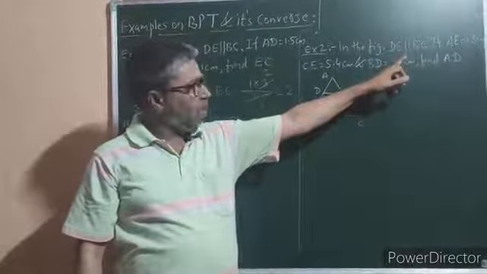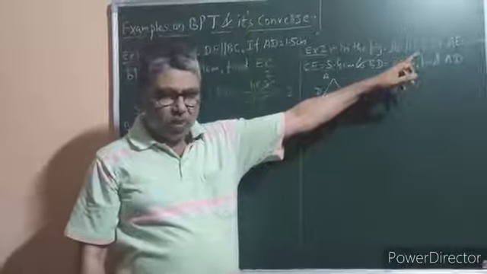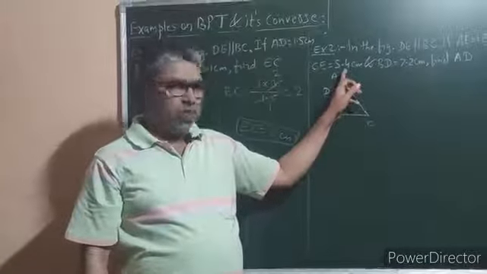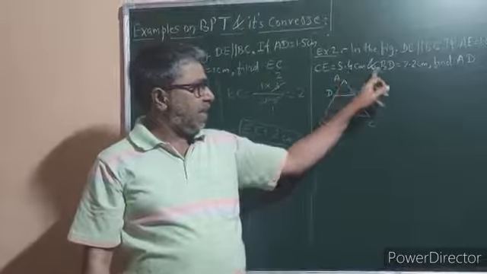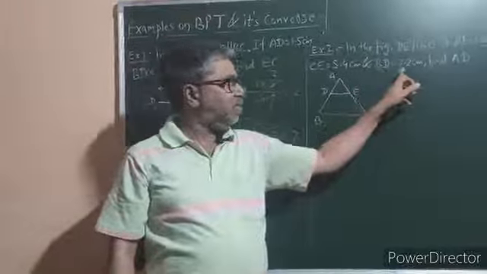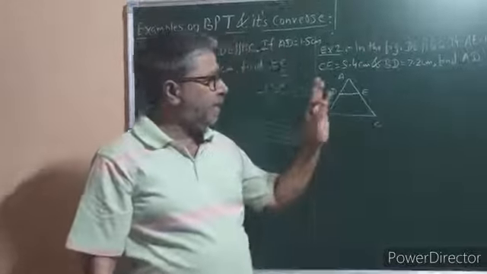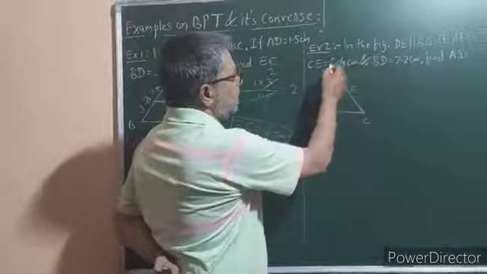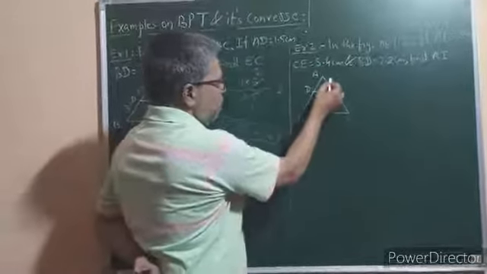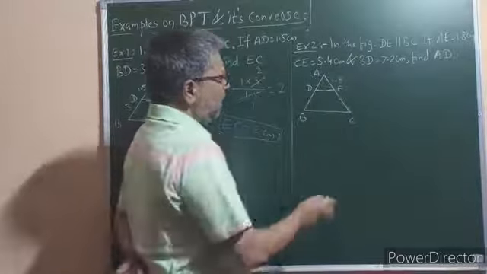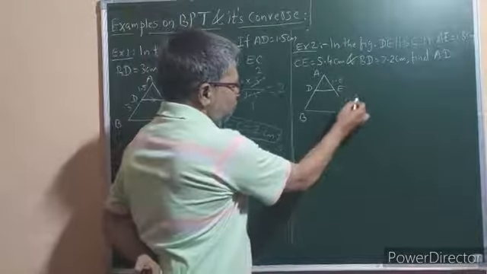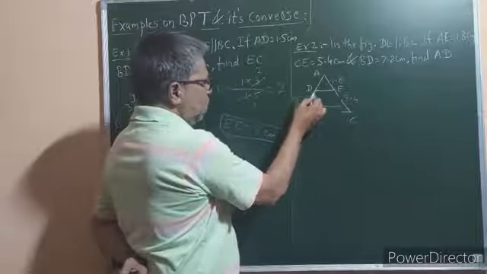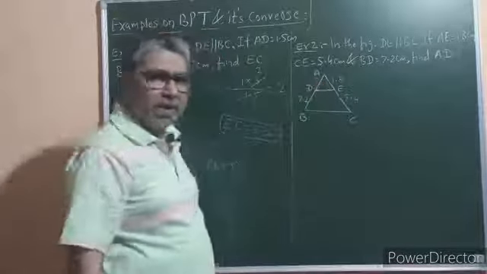to BC. If the length of AE is equal to 1.8 centimeter, length of CE is equal to 5.4 centimeter and the length of BD is 7.2 centimeter, find the length of AD. So let us write AE 1.8, EC 5.4 and BD 7.2 and AD put a question mark.